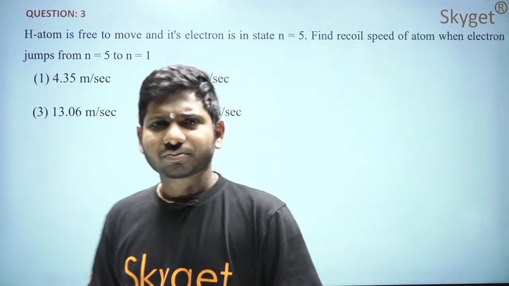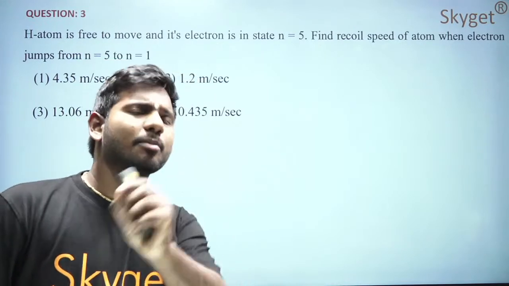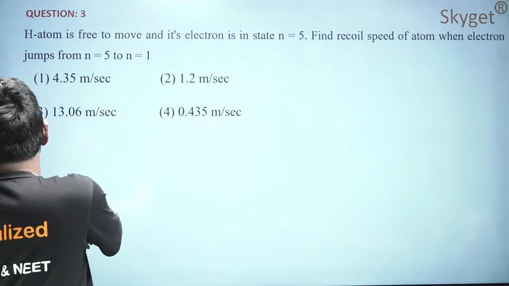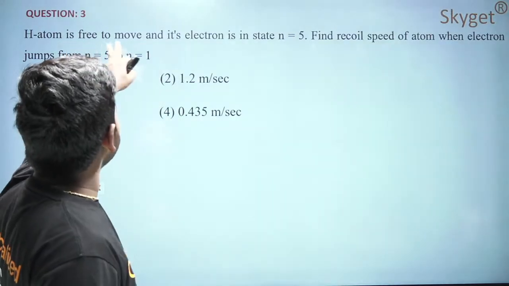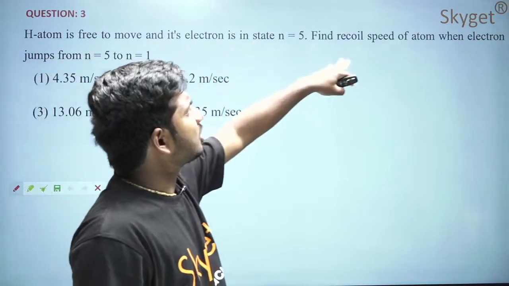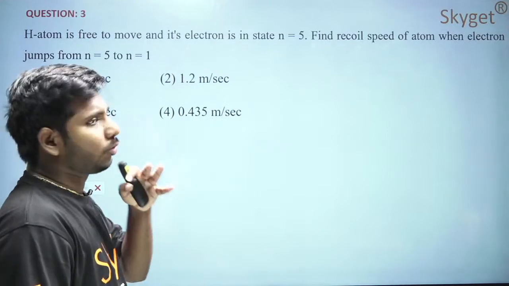This question is also a quality question and it has been asked in some of the previous year examinations. What is the recoil speed of the atom? The hydrogen atom is free to move and its electron is in state n is equal to 5. Find the recoil speed of the atom when the electron jumps from n is equal to 5 to 1.